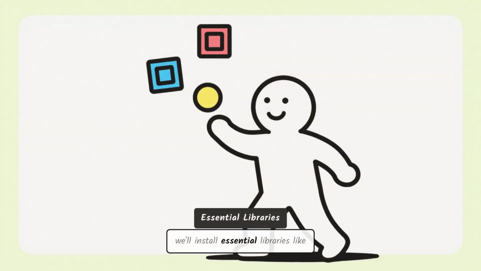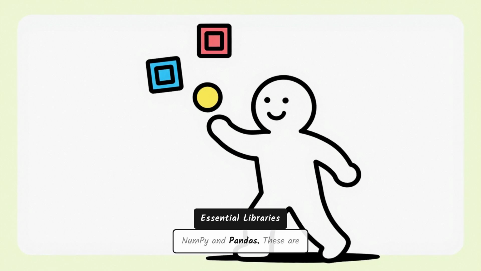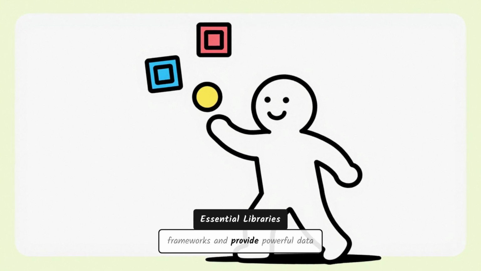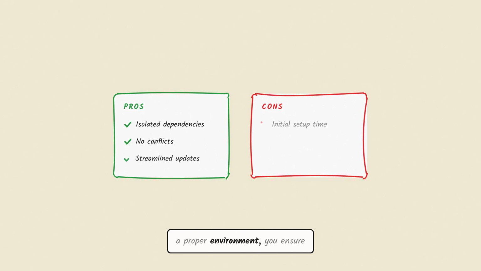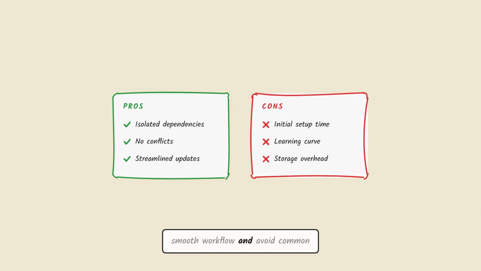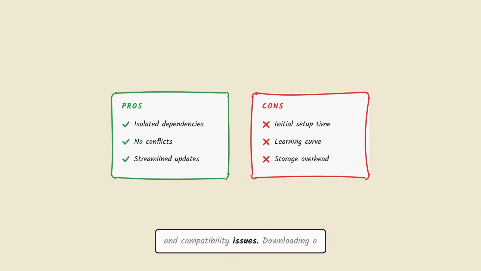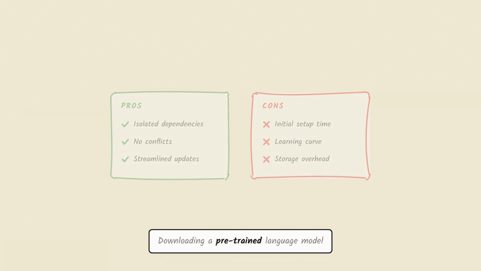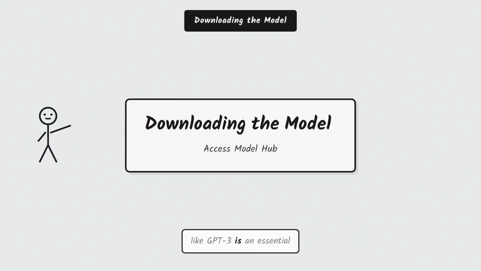Next, we'll install essential libraries like NumPy and Pandas. These are often prerequisites for machine learning frameworks and provide powerful data manipulation capabilities. By setting up a proper environment, you ensure a smooth workflow and avoid common pitfalls related to package management and compatibility issues. Downloading a pre-trained language model like GPT-3 is an essential step in setting up your environment.